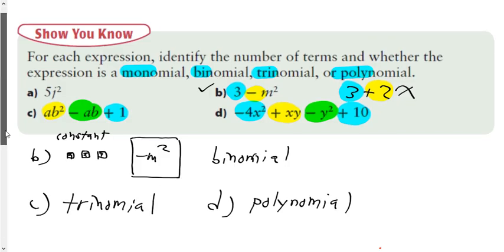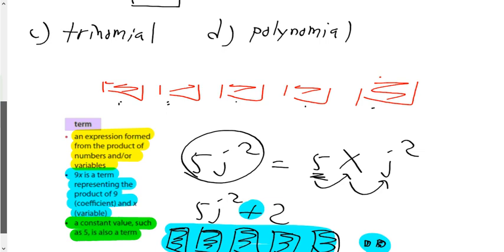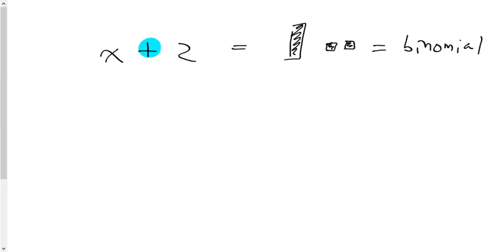since the product of terms, if we go back to our definition, back here, a term is an expression formed by the product of numbers and variables. If we look at this one, the sum does not make a term. The sum connects terms. Or the difference, if it was subtraction, would be connecting terms.